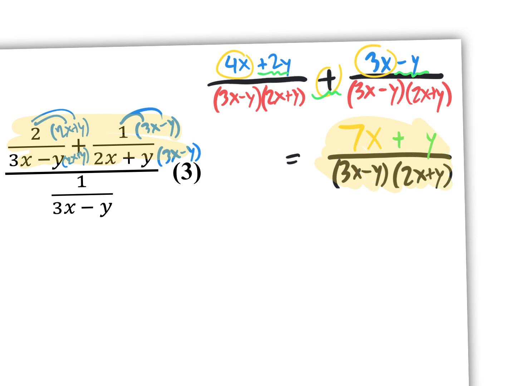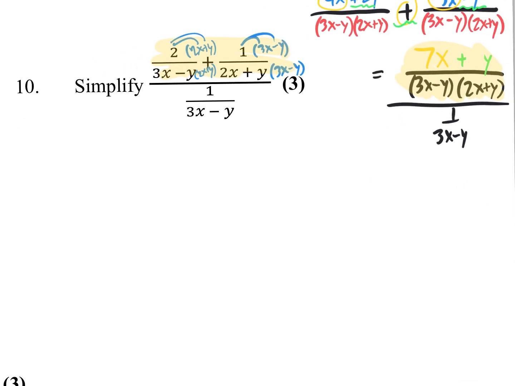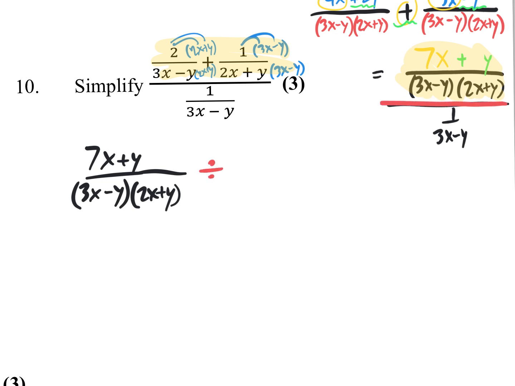And we still need to divide it by this guy. So that answer is still over this guy, 1 over 3x minus y. So we really have this fraction divided by this fraction. And it's better to write that out horizontally instead of vertically. So here it is. We have the 7x plus y over 3x minus y times 2x plus y. That was our answer to the numerator. And it's divided by, but I'm going to do it as a division sign, that other fraction, 1 over 3x minus y.